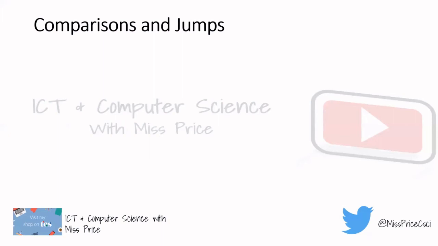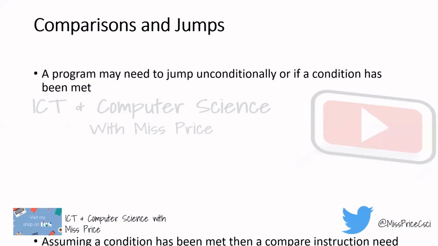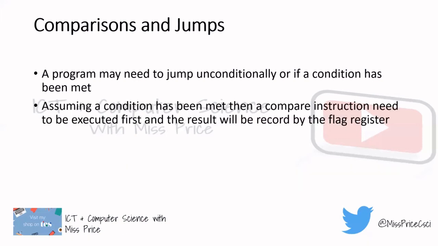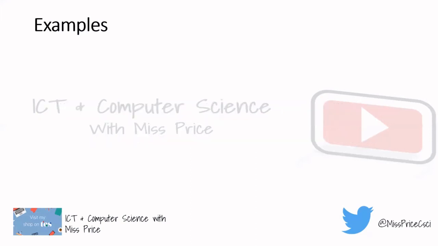Then we've got the comparisons and the jumps, because some instructions need to go before others. So the program may need to jump unconditionally, or if it has a condition, the condition has to be met. So compare: does it have a condition? No, make it jump. Does it have a condition? Meet that condition, then it can jump. The condition has to be met, and then that will be flagged by the register. So once it's been set or not, then it can go.